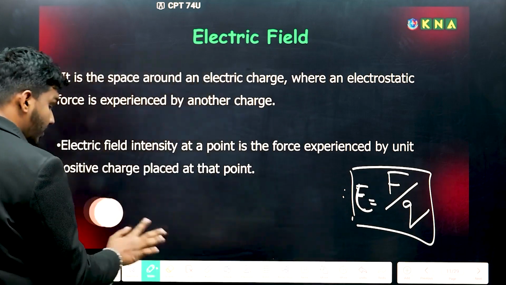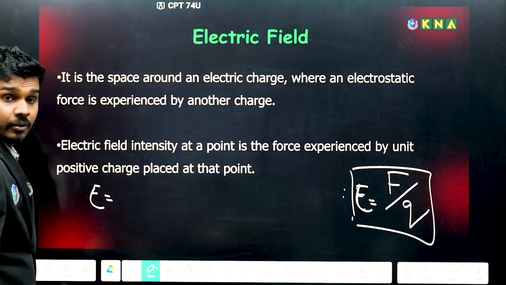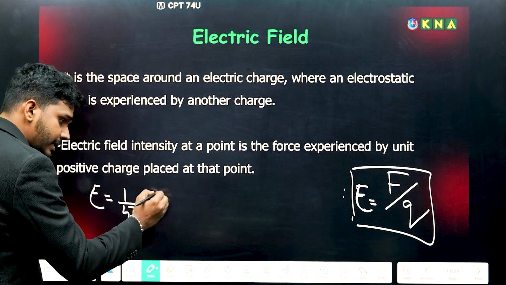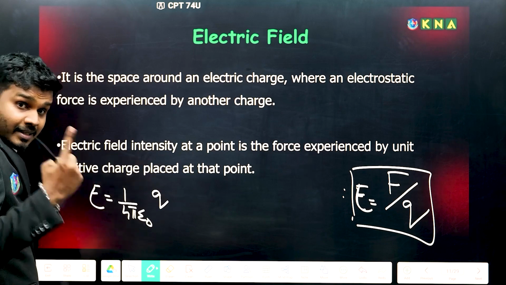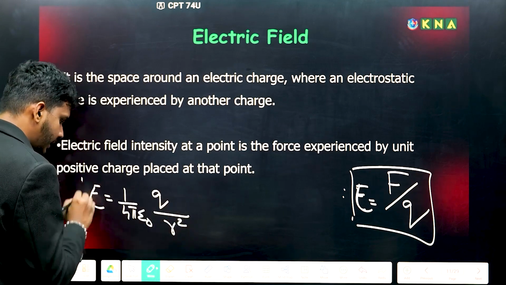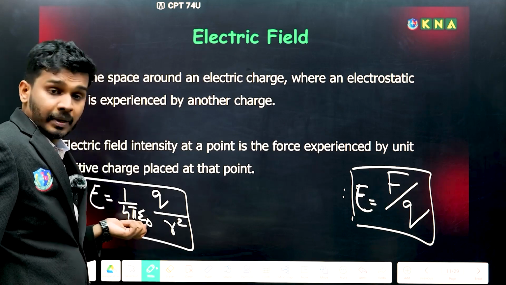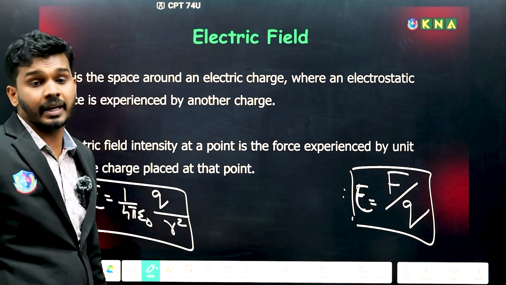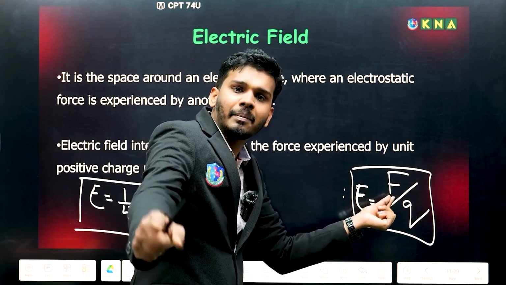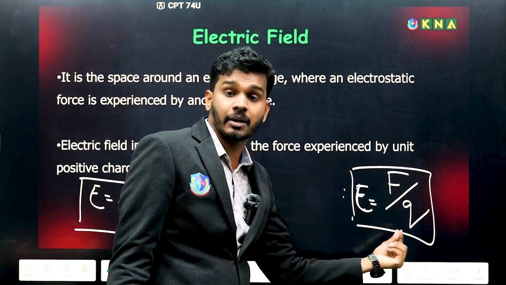Then how do we write the equation of electric field? Electric field is equal to 1 by 4 pi epsilon naught into one charge q1, that is Q. Another charge is the unit charge, that is 1, divided by r square. This is the electric field. So electric field is equal to 1 by 4 pi epsilon naught, that is kQ divided by r square. That is electric field is equal to F by q, or you can simply write electrostatic force F is equal to QE.